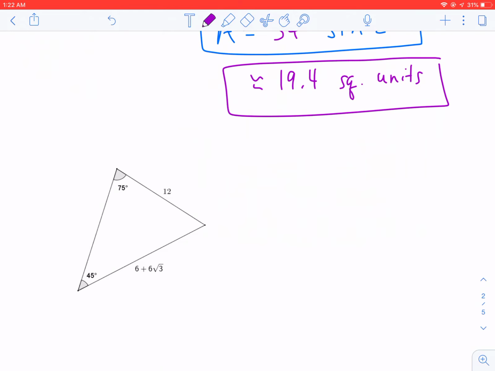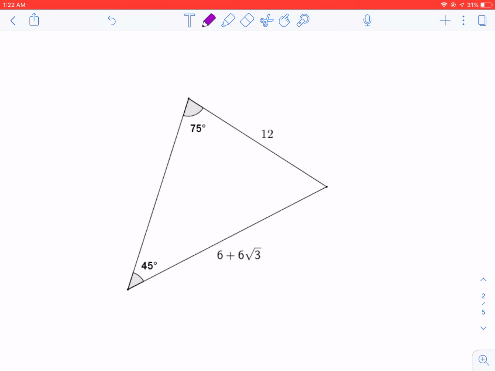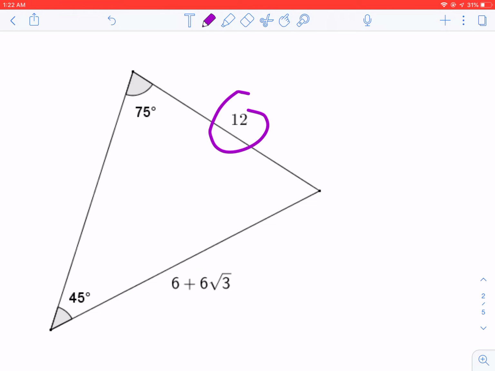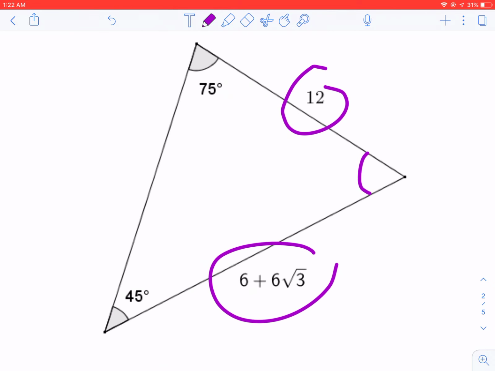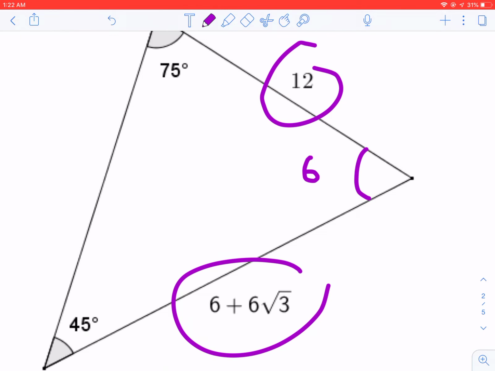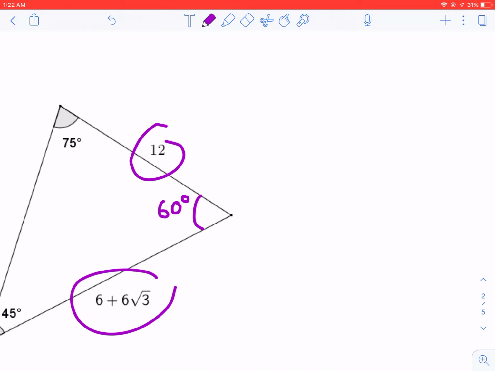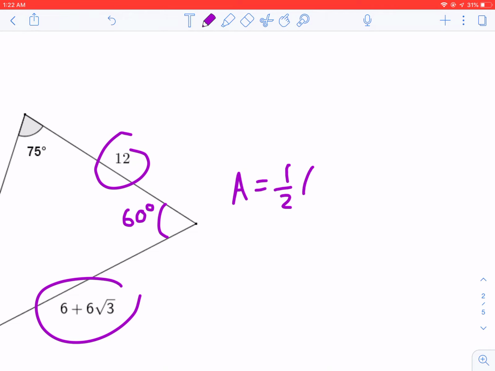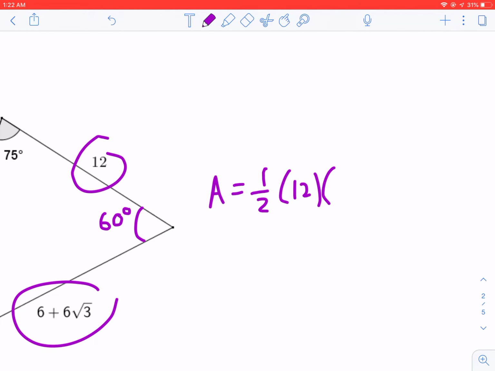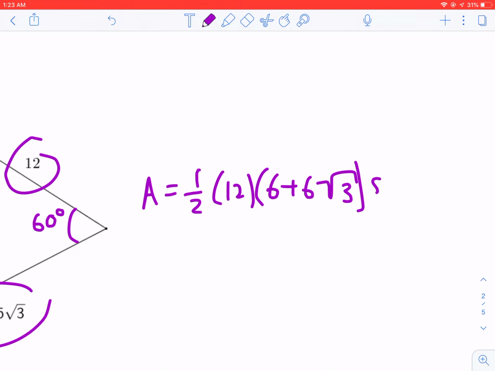Alright, so exact area of this guy. We got 45 degrees, 75 degrees. And we have these two legs, but no included angle. So let's just find the included angle real quick. Alright, sum of angles in a triangle, sum to 180. Solving for that, that's 60 degrees. So the area here is 1/2. We've got the two legs, 12, and a length of 6 plus 6 rad 3, times sine of the angle in between the two legs, which is 60 degrees.